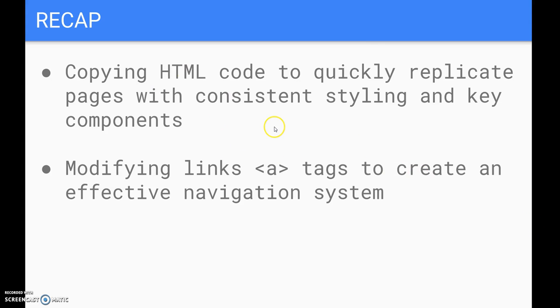So just a quick recap of what we looked at in this video. We've looked at how we can copy HTML code to quickly replicate pages, and it's a really appropriate way and an efficient way to ensure you have consistent styling due to that external CSS sheet that we wrote, and that we have the same key components, in this case our header, our navigation, and our footer. We've also looked at modifying the A tags, our anchor tags, to create an effective navigation system. So for our internal links, we're not opening a new tab, so we remove that target blank attribute, and for any external links you'd still want to leave that in there.